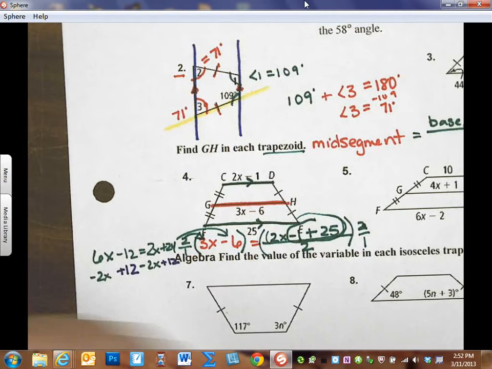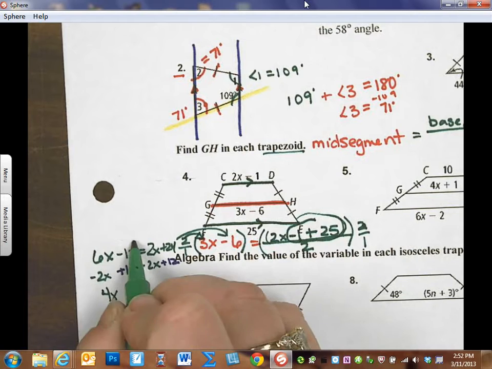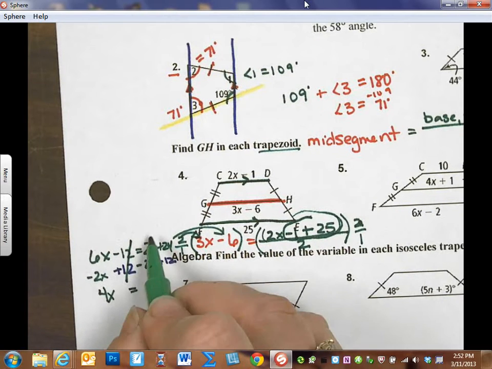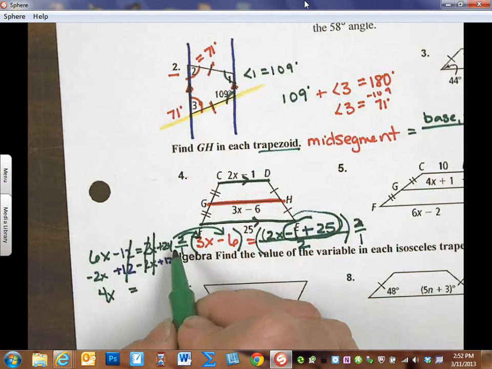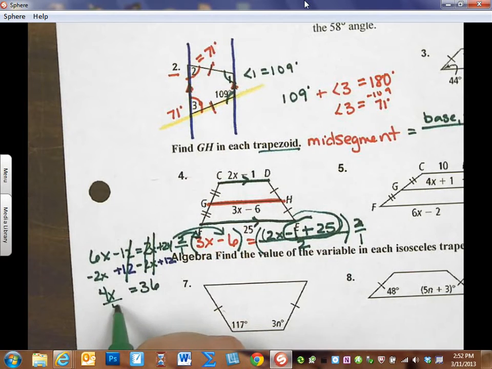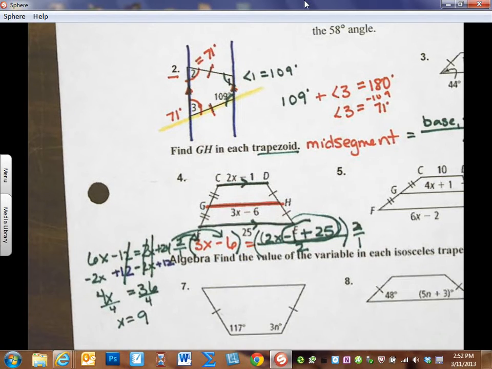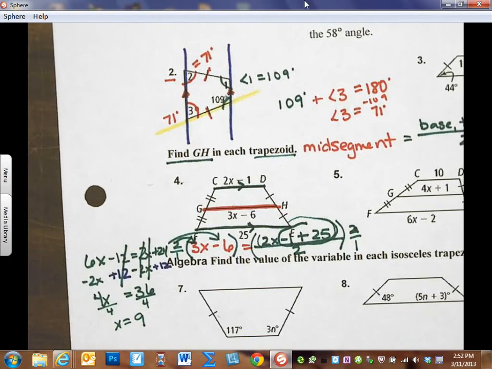Now when I do that, 6x minus 2x is 4x. Minus 12 plus 12, that's 0. 2x minus 2x, that's 0x. And 24 plus 12 is 36. Divide both sides by 4. x equals 9. And it also wants me to find the length of GH.